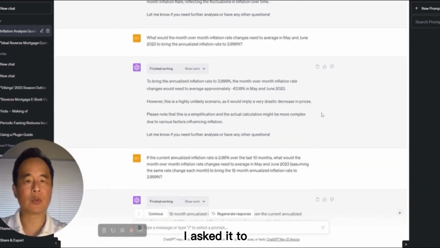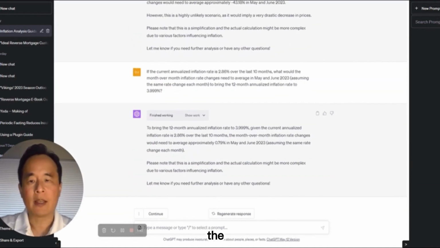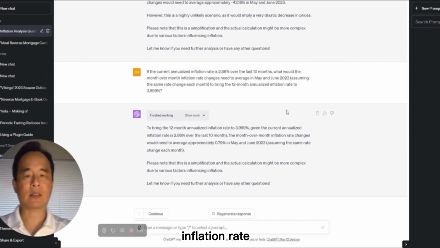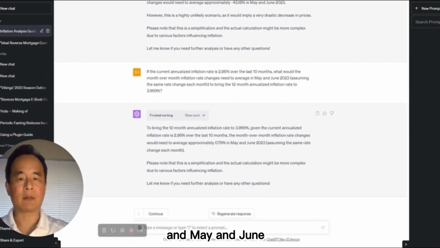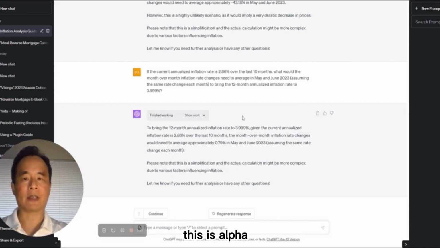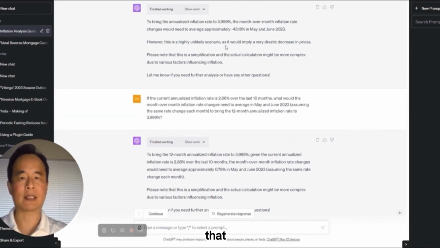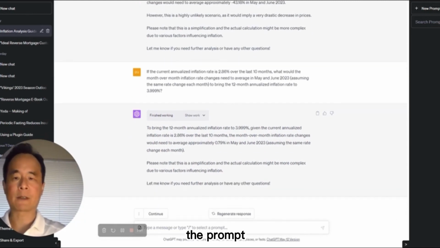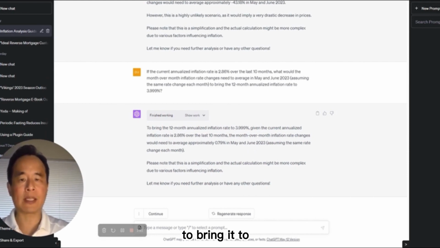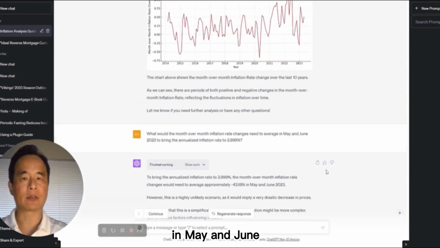I asked it to show me what the 12-month annualized inflation rate, getting that to under 4%, what it would need to be month to month in May and June. This is Alpha and this Code Interpreter. So the first time I asked it that, it said I would need minus 43.18%, which is obviously wrong. So I tried to give more information and clarified the prompt, and it showed that to bring it to 3.99%, the month over month inflation rate changes would need to average approximately 0.79% in May and June 2023.